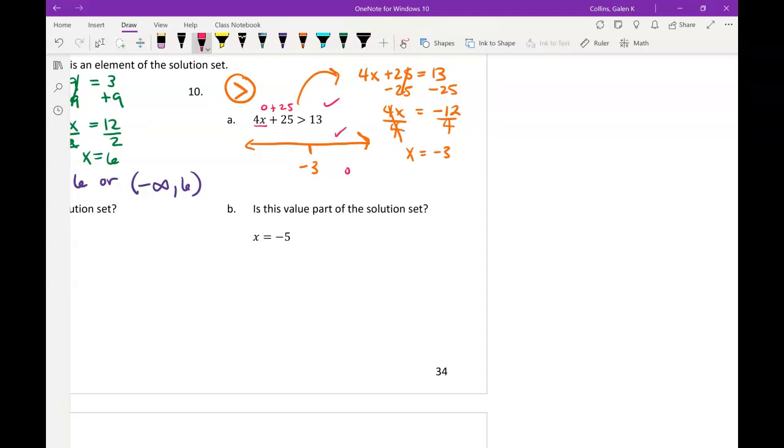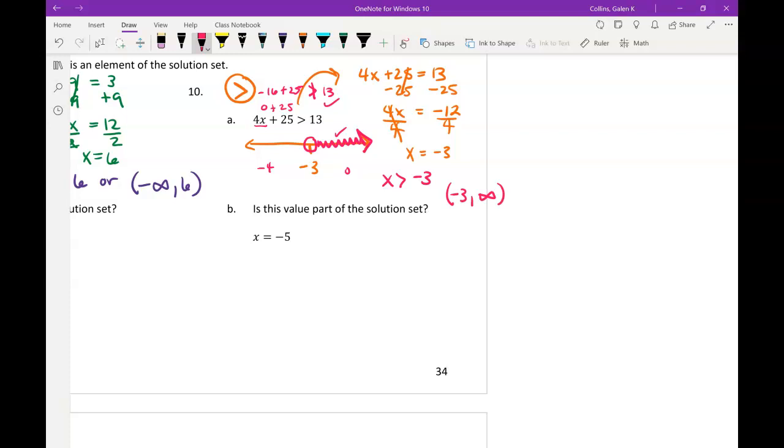So this side works. Just to illustrate, if I plug in, say, a negative 4 here, I would get negative 16 plus 25, which is not greater than 13. So again, I want an open circle because I'm not equal to 13. And I want to shade in the positive direction. And so I could write my inequality that x must be greater than negative 3. And I could write this as an interval from negative 3 to positive infinity.